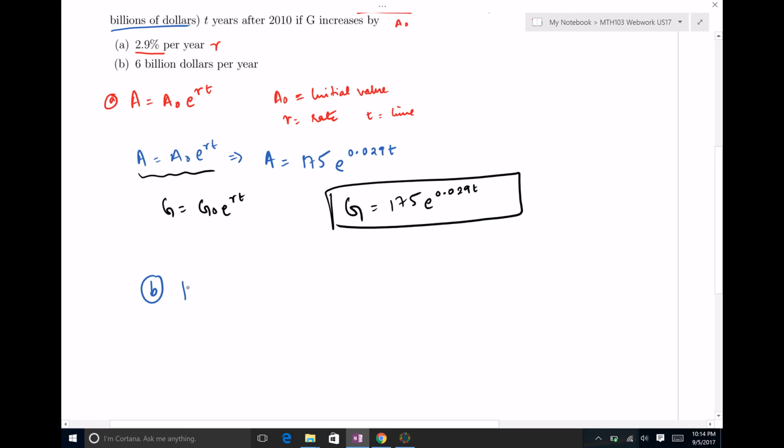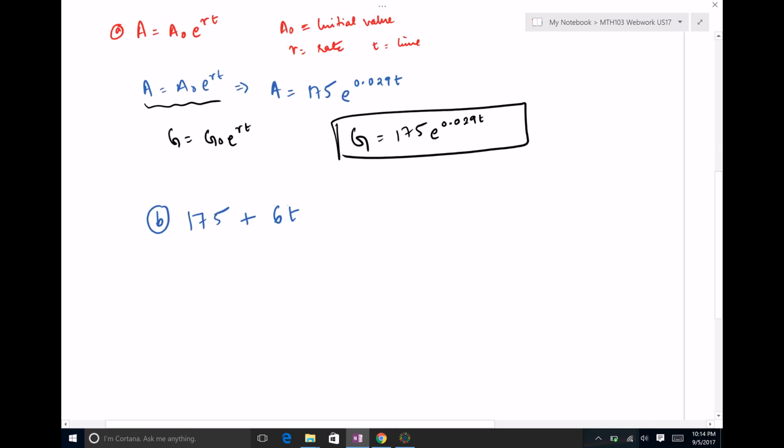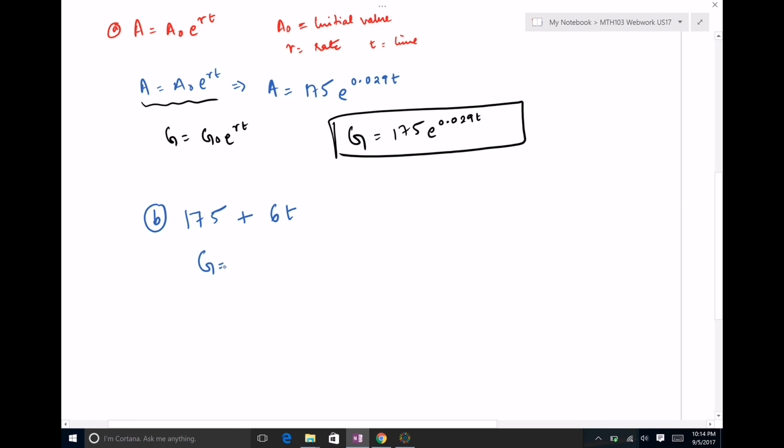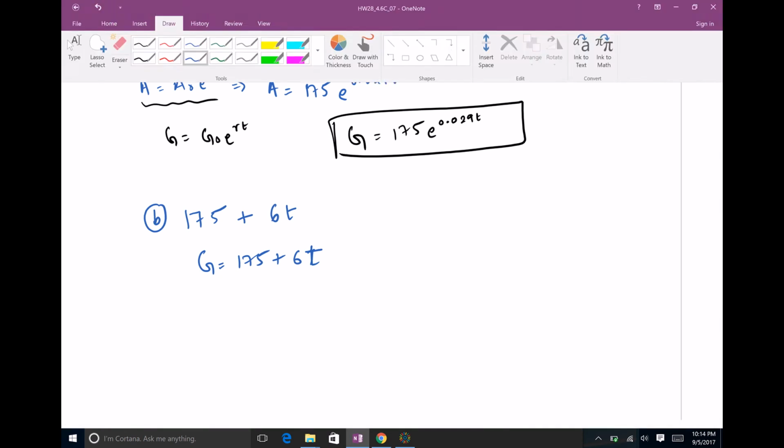Okay. On the other hand, if you have the GDP just increasing by $6 billion per year, then for part B, you start with $175 billion, and then every year you increase by $6 billion. So after t number of years, you will increase by 6 times t. So it's just going to be 175 plus 6 times t. So G equals 175 plus 6 times t. This is your answer to part B.